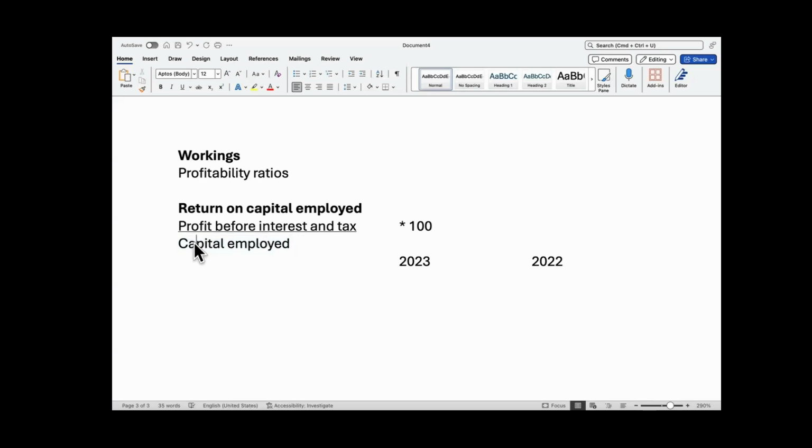Because if you are using profit for the year, it means profit after you have deducted all expenses, after you have paid interest, you have paid everybody. It is a profit that belongs to the equity holders. If you are using profit for the year, your capital employed should simply be equity. But if you are using PBIT, your capital employed should be equity plus fixed interest debt.